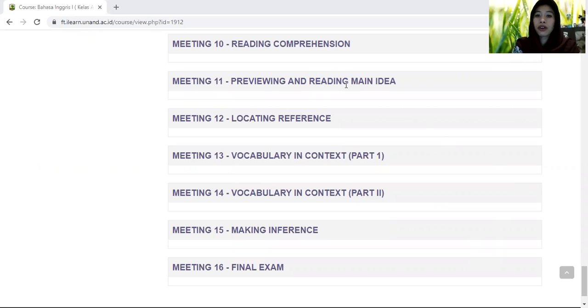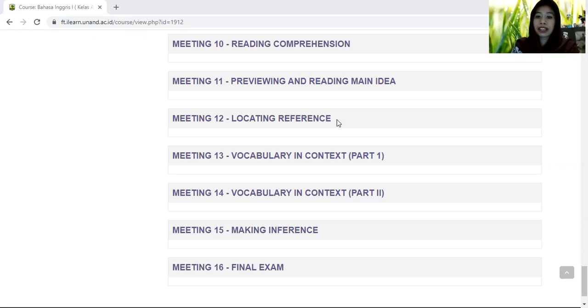Here you are also going to study skimming and scanning because it is very important in reading main idea. And after that, we are going to talk about locating reference, how you find out this pronoun refers to what noun. So you are going to learn that in meeting 12. And after that, we are going to deal with vocabulary and context.